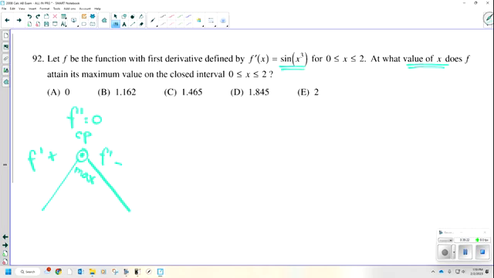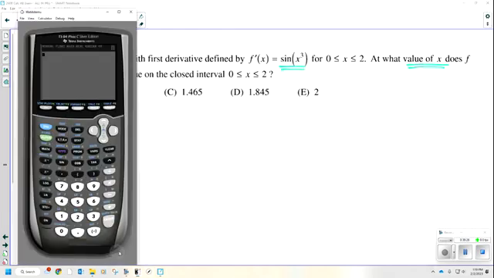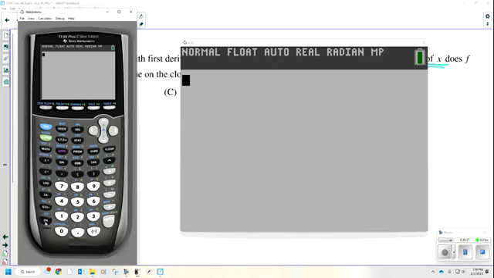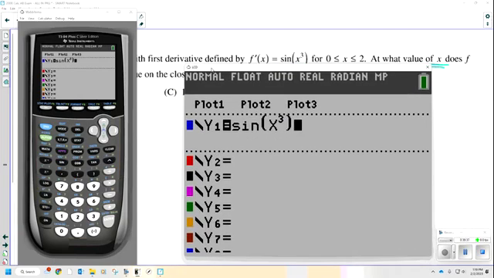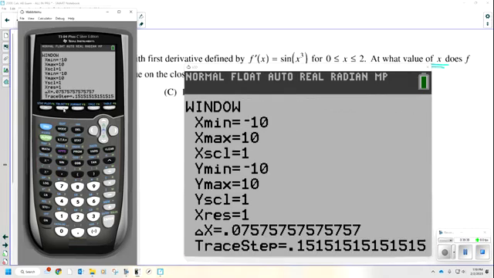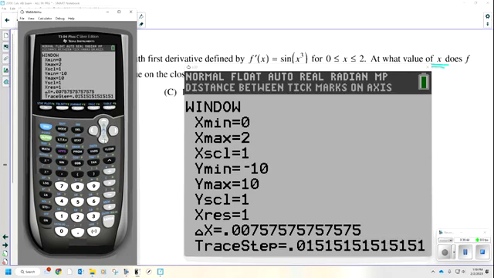Let's graph f prime of x, shall we? So here we go. Let's go y equals, we're going to do the sine of x cubed. And by the way, isn't my interval from 0 to 2? It is. So I'm going to change my window from 0 to 2. I don't care about anything else here. And my y's probably won't go up and down by 10. Let's pick -2 and +2, see if that works. If it doesn't, we can always change that, okay?